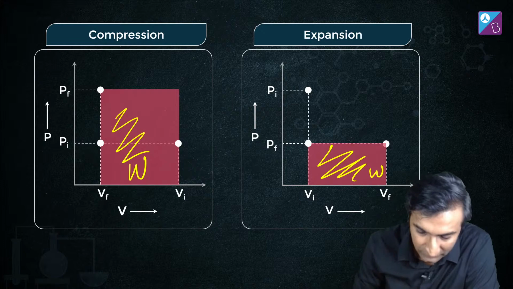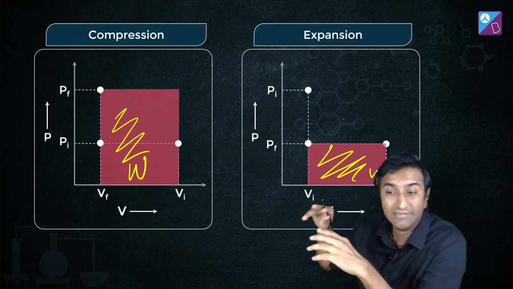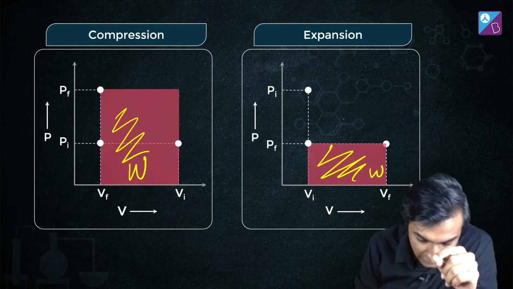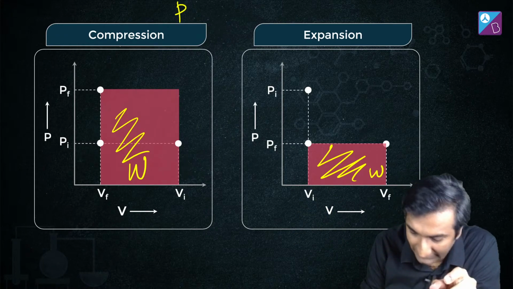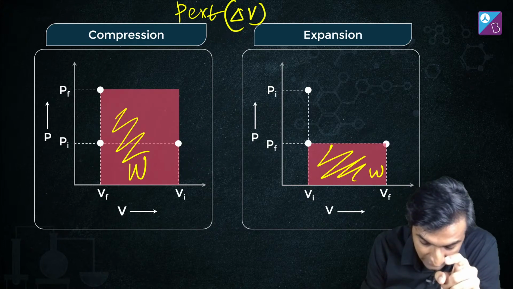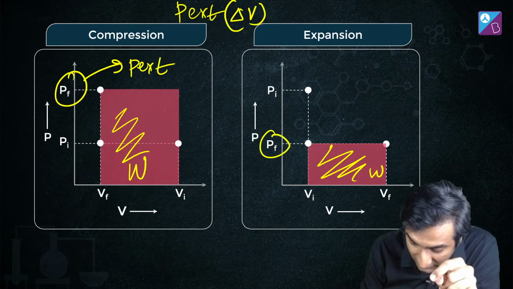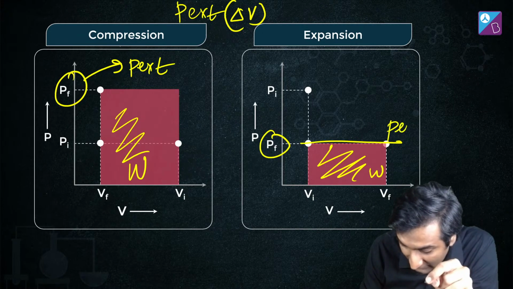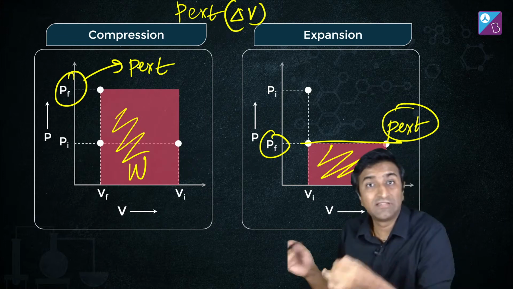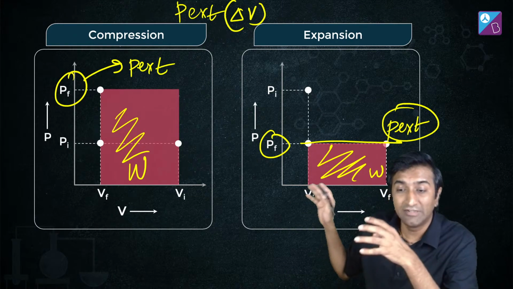That this work done is given by this graph. How? In compression, the definition is the same: P external times delta V. In compression, PF is P external. In expansion, this is P external. In both cases, external pressure is the final pressure, and that changes the work done drastically.